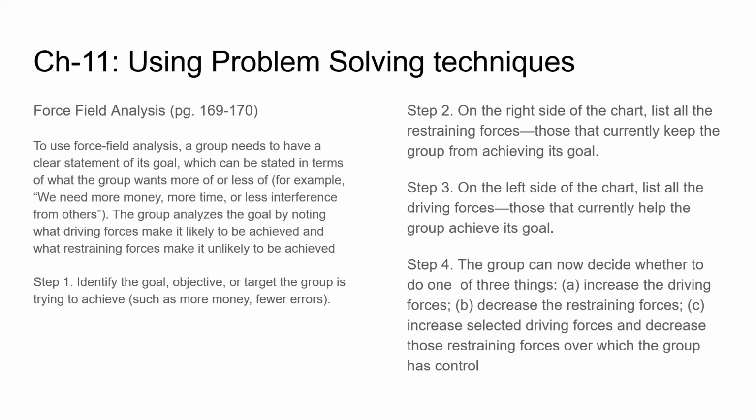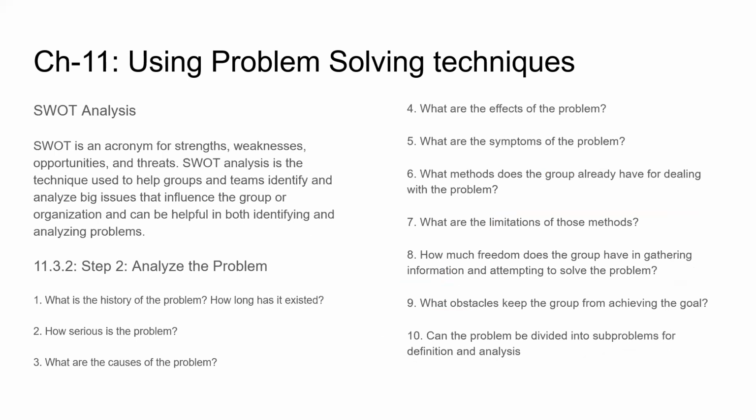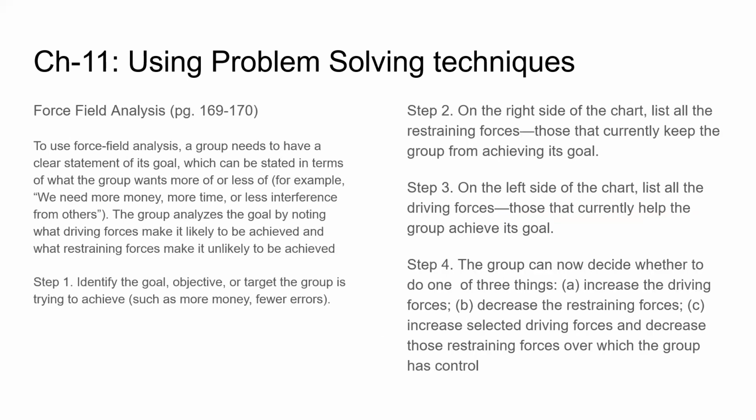So force field analysis. We had the Pareto chart, then we had SWOT, which showed how to analyze it. Now we've got the force field analysis. To use the force field analysis, a group needs to have a clear statement of its goal, which can be stated in terms of what the group wants more or less of. For example, we need more money, we need more time, we need less interference from others. The group analyzes the goal by noting what driving forces make it likely to be achieved and what restraining forces make it unlikely to be achieved.